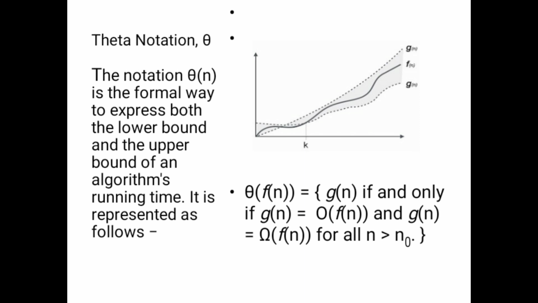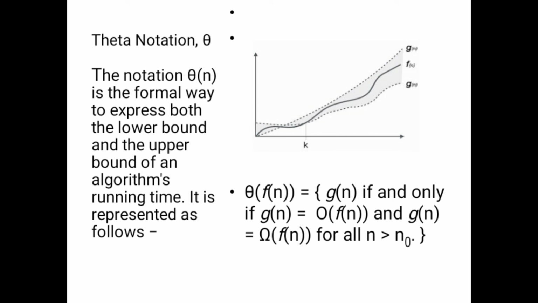That is, the algorithm has a running time that is always less than c2 into g of n for large values of n. The lower bound on f of n indicates that function f of n, in the best case, will consume at least the specified time c1 into g of n. That is, the algorithm has a running time that is always greater than c1 into g of n. And theta notation is the formal way to express both the lower bound as well as the upper bound of an algorithm's running time.